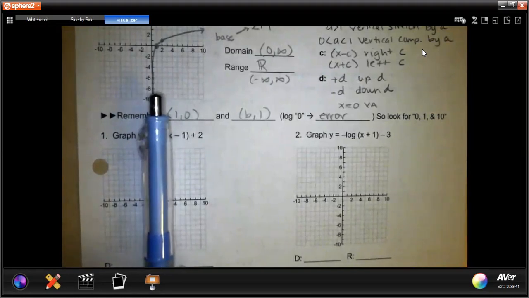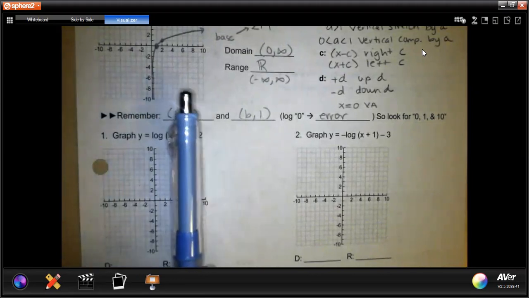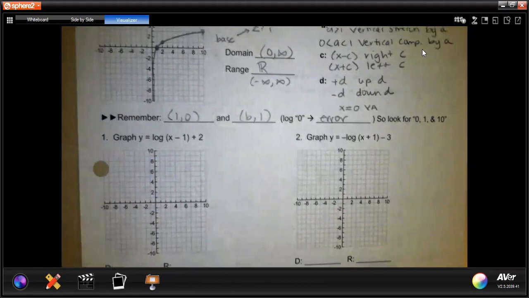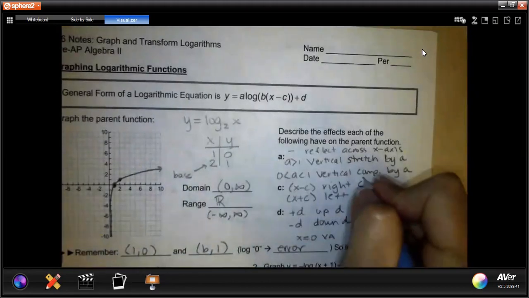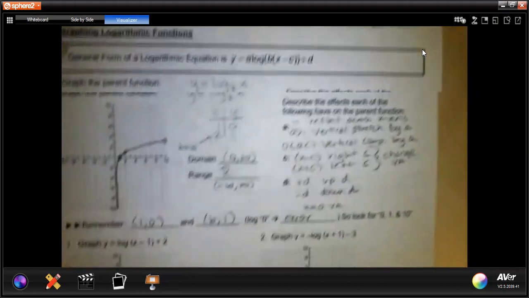When I stretch or compress or reflect, it's not going to change my graph. But if I move to the left or right, that is going to change my graph. So I want to think about this left and right movement is going to change the vertical asymptote. So you want to think about that.